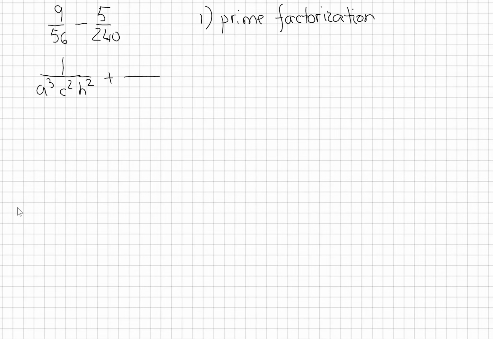plus 2 over a squared d g h to the 3 w to the 2 minus 3 over h to the 5 s to the 2 w to the 4.